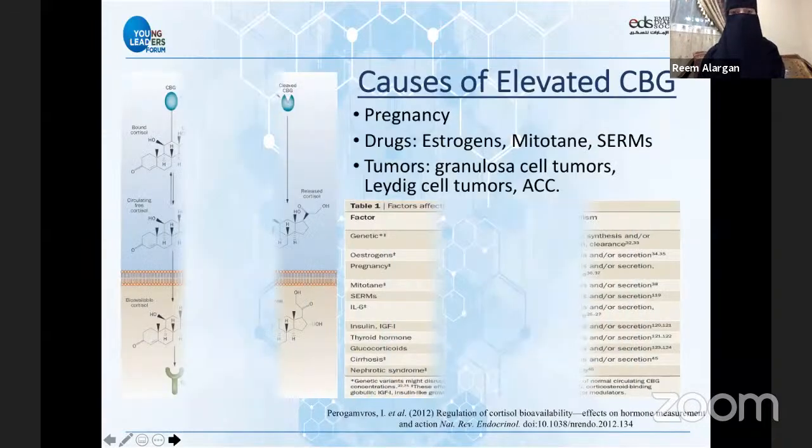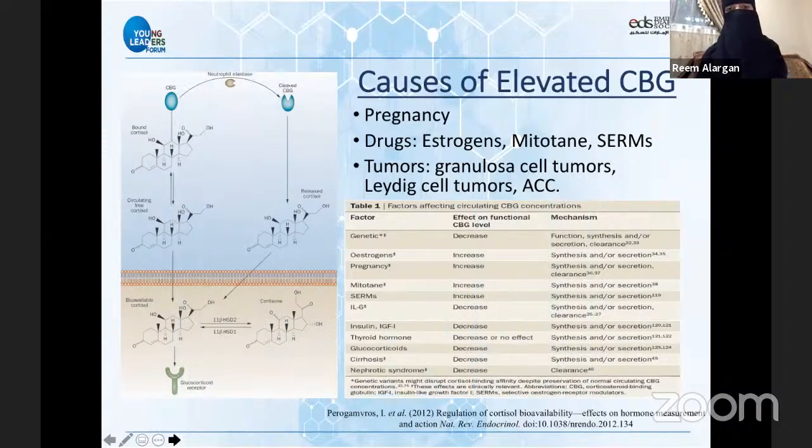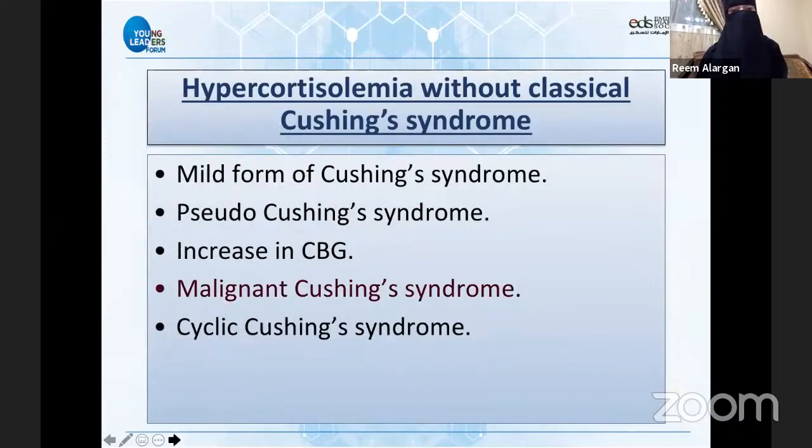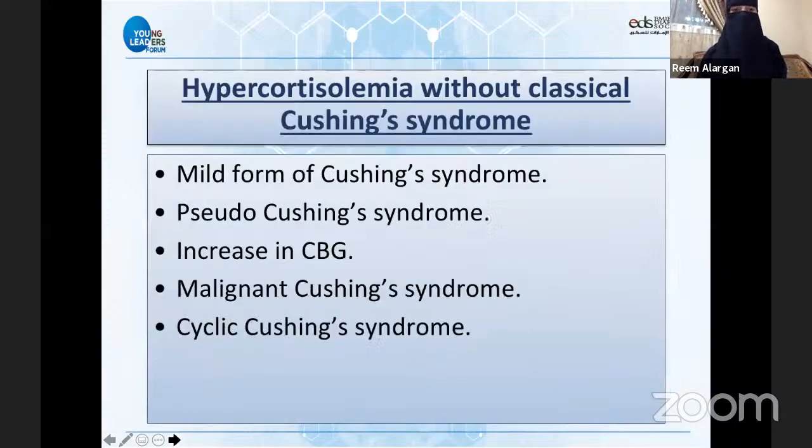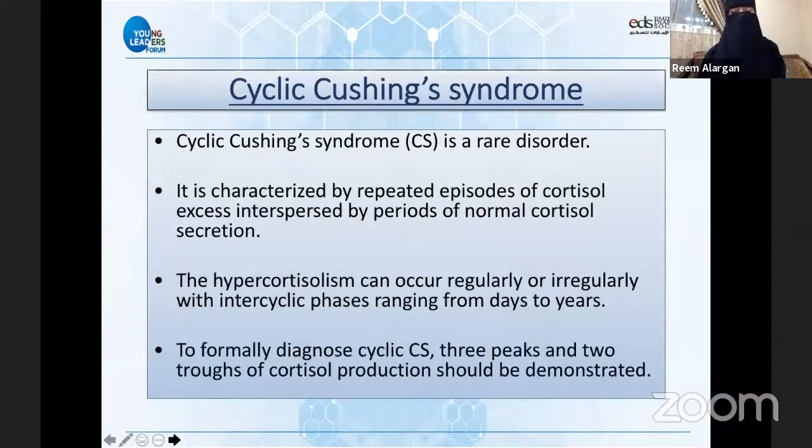Other causes include an increase in cortisol binding globulin, and that could occur in many conditions like pregnancy, drugs, or tumors. The other possibility is malignant Cushing, and that occurs mainly in patients who have rapidly progressive malignancies, because they will have great catabolism. So the patient will be sick with a progressive disease, and they will not manifest the features of Cushing syndrome. The last possibility in this situation is cyclic Cushing.